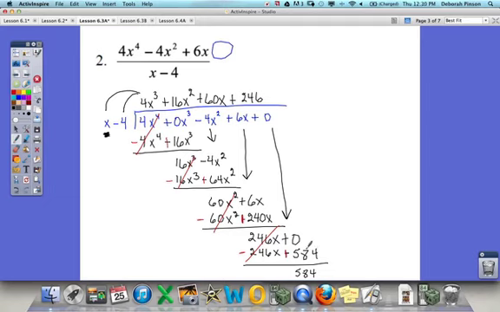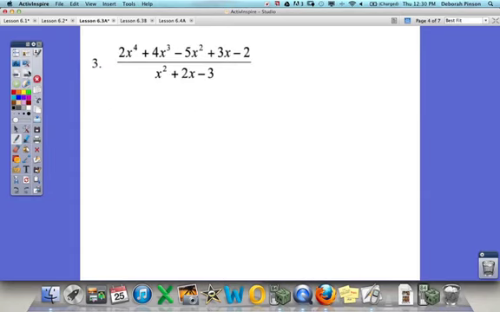I want to make sure that you know how to write this, because I don't want you to write "remainder 584." Here's how I want you to write it. Plus 584 over what you're dividing by. Okay, here's our last one of these, and then we're going to look at another kind of division that you'll like a lot more.